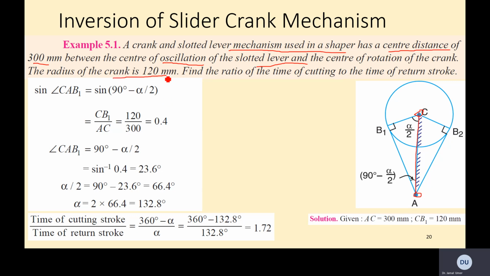The radius of the crank is 120 millimeter. So this is the radius of the crank, from here to here, this is 120. This is also given. CB1 or CB2 is the same thing actually. Find the ratio of the time of cutting to the time of the return stroke. So basically the time ratio, that's what you have to determine.